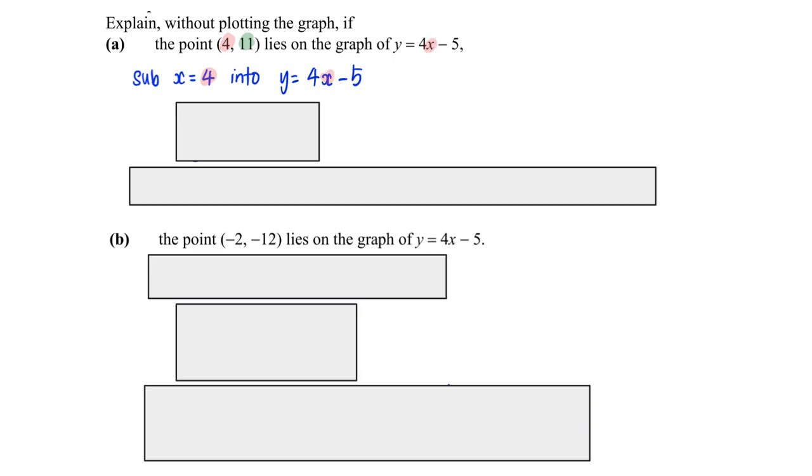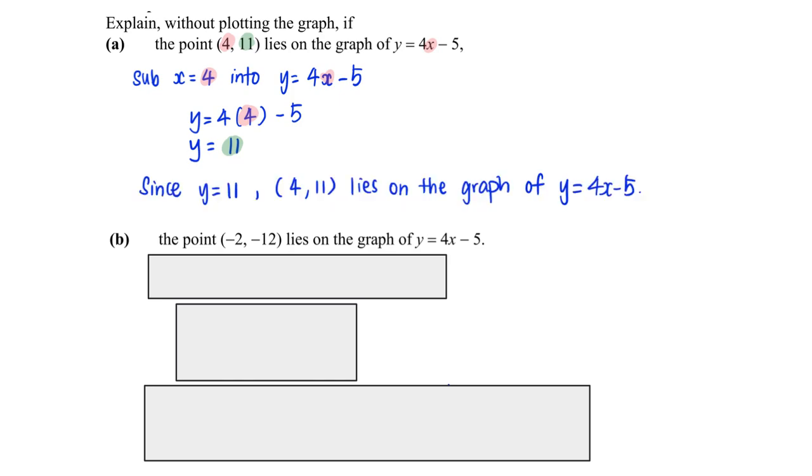So you will see 4 times 4, and I realize that it gives me back my 11. And therefore, the point does lie on the graph.